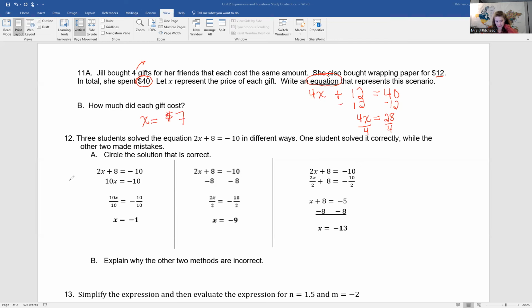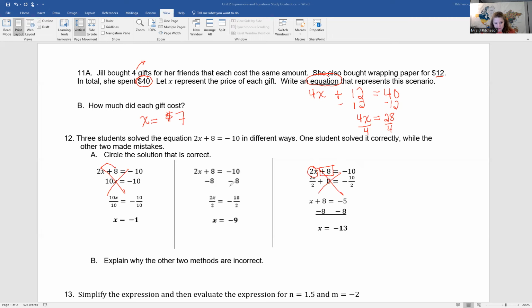All right, number 7, 3 students solved 2x plus 8 equals negative 10. One of them solved it correctly. So the first thing we would do is subtract 8 from both sides, which this person did not do. This person added unlike terms. You can't do that. The first thing this person did was divide by 2. You can't get rid of the 2 until you deal with the plus 8. So this is also wrong.